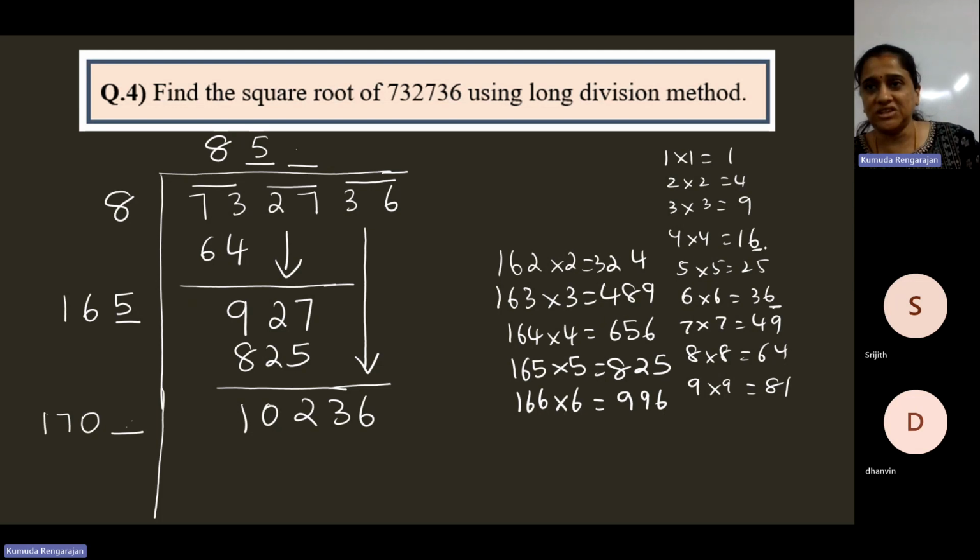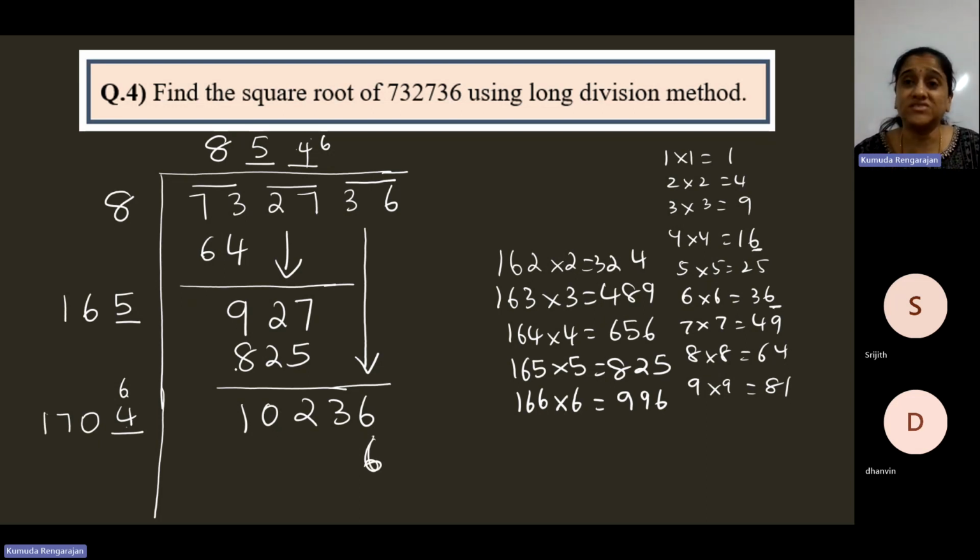4 fours are 16, so you have 6 in the ones place. Or 6 sixes are 36. So in these two dashes, you can either take 4 or 6. You should try 1704 into 4 or 1706 into 6, because 4 into 4 is 16 and 6 into 6 is 36.